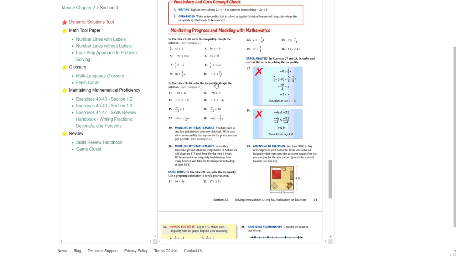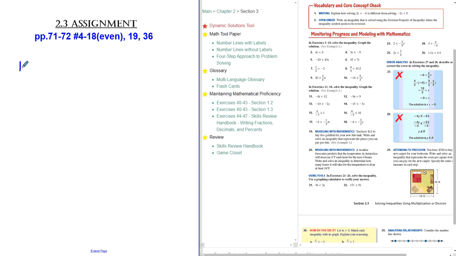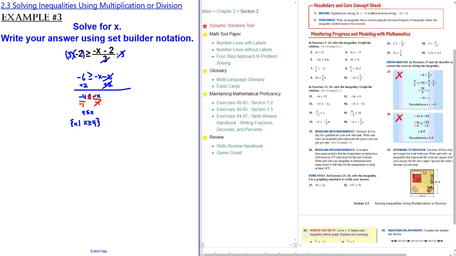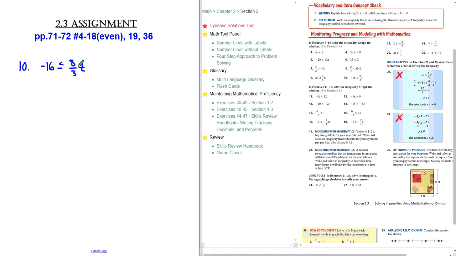How about number 10? On number 10, it's negative 16 is less than or equal to 8/3 t. Just like example number 2, we had to multiply by the reciprocal, and that's the same case here. We're multiplying by a fraction. To get that to the other side, we multiply by the reciprocal. So I'm going to multiply both sides by the reciprocal 3/8. Multiply this side by 3/8.